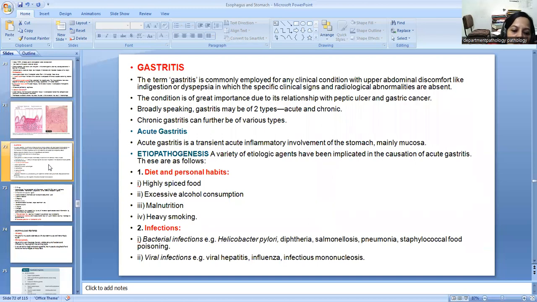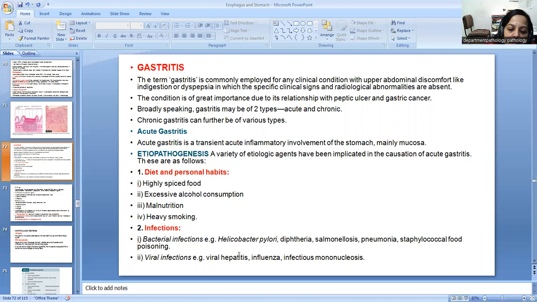Now we come to gastritis. The term gastritis is commonly employed for any clinical condition with upper abdominal discomfort like indigestion or dyspepsia, in which the specific clinical signs and radiological abnormalities are absent. Broadly speaking, gastritis may be of two types, acute and chronic. Acute gastritis is a transient acute inflammatory involvement of the stomach, mainly the mucosa, and the etiological factors can be diet and personal habits, which include highly spiced food, excessive alcohol consumption, malnutrition, and heavy smoking.